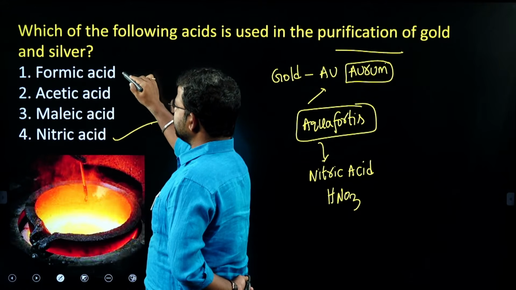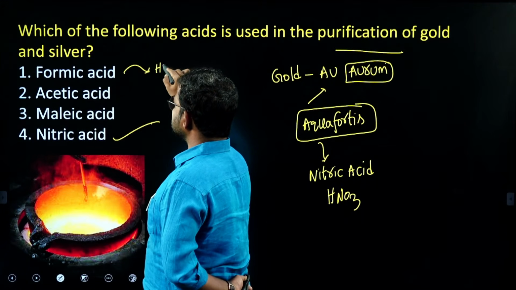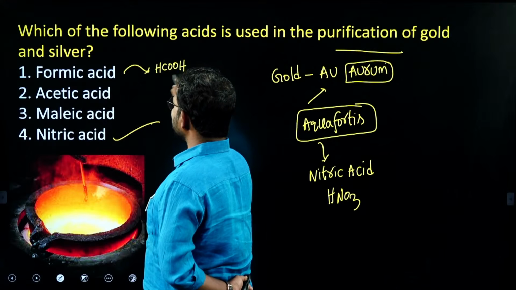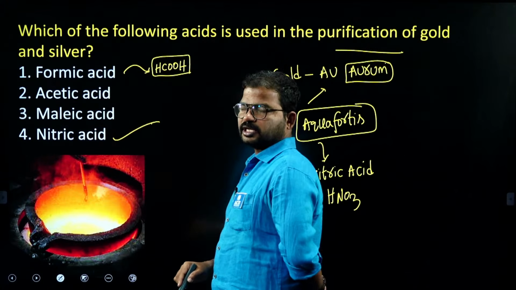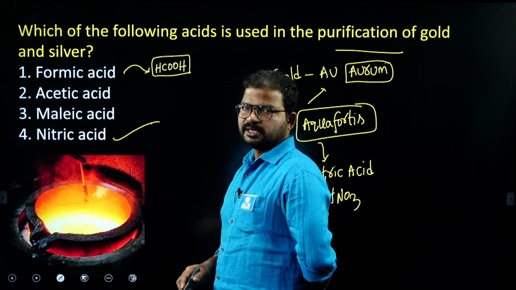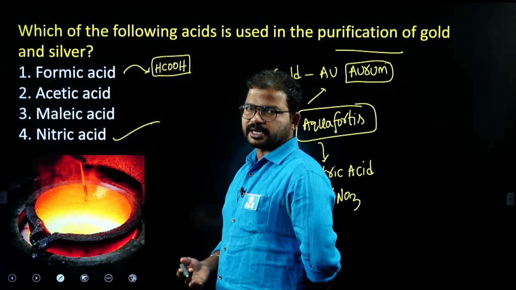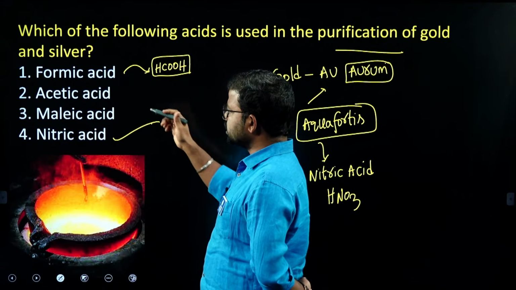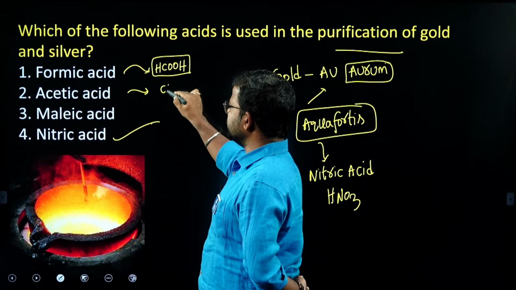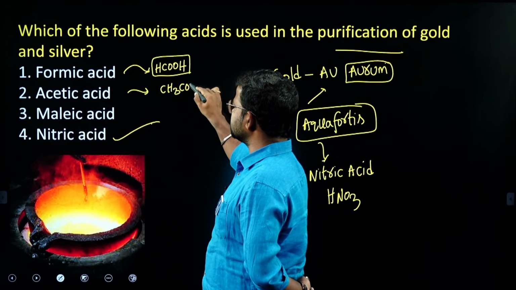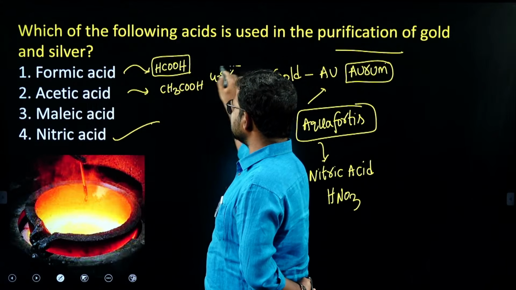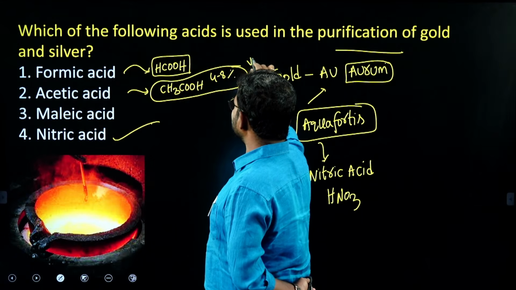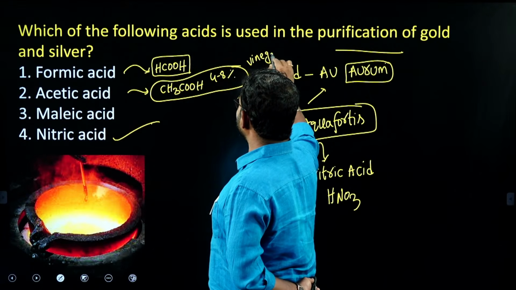Option 4. So what about formic acid? HCOOH. This formic acid is obtained from ants. In Latin, formica means ant. Ant-secreted acid is treated as formic acid. Next, acetic acid means CH3COOH. If you consider 4 to 8% acetic acid, then it is called vinegar.